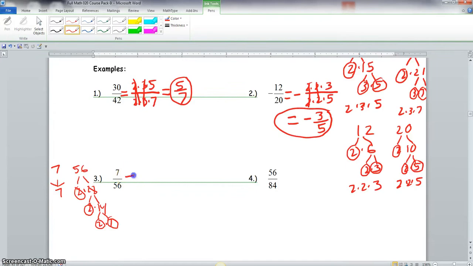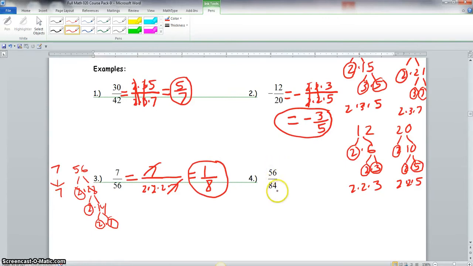So now, we know our numerator stays 7. Our denominator, we will have 3 2's and a 7. These 7's simplify out, and you're left with 1 over. Now 2 times 2 is 4, times 2 is 8. So it'll be 1/8.